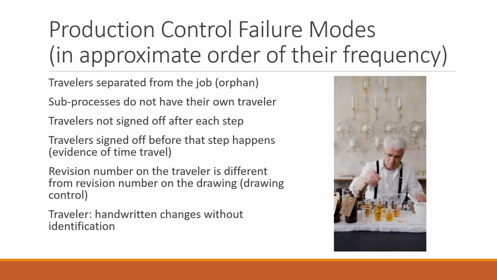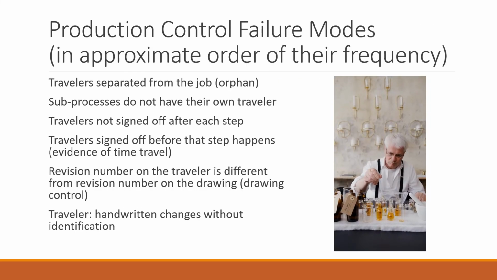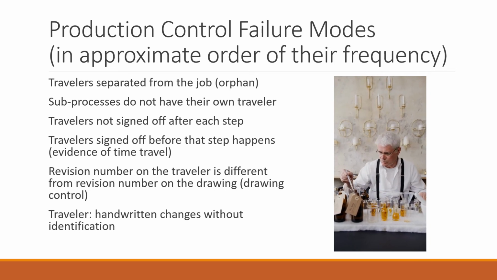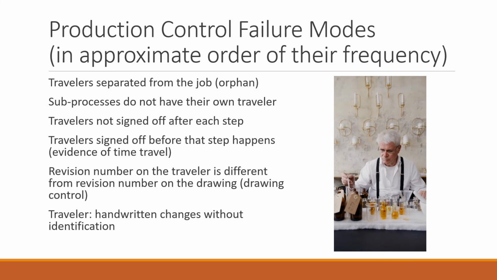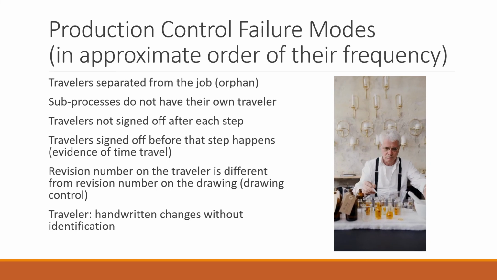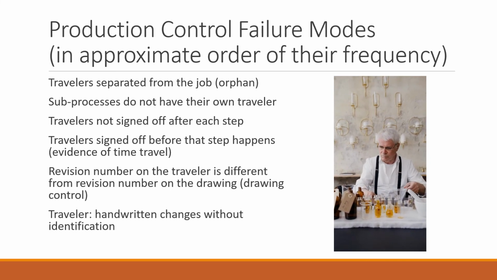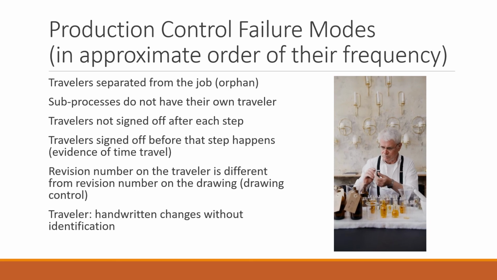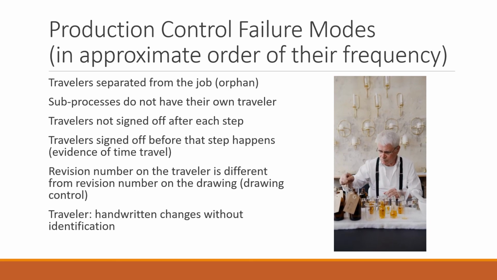Traveler failure modes or production control failure modes. This is just also the tip of the iceberg. Travelers get separated from the job. Sub-processes don't have their own traveler. Travelers aren't signed off after each step. Travelers are signed off before that step happens, which is evidence of time travel. People are predicting the future.